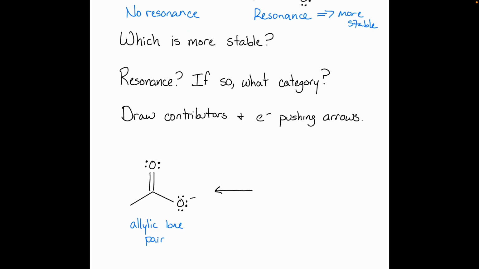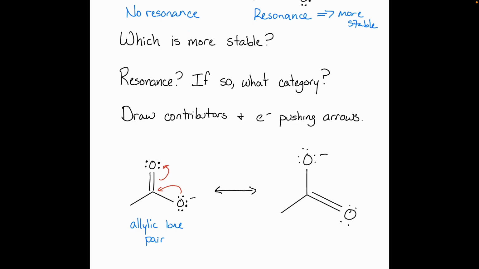And importantly, if I draw my other resonance contributor here, we can see that it's basically the exact same as my original molecule, where I have one oxygen that's single bonded with a negative charge and another oxygen that's double bonded with zero formal charge. All right, so these are two equally stable resonance contributors, so this is going to be our preferred resonance structure here.